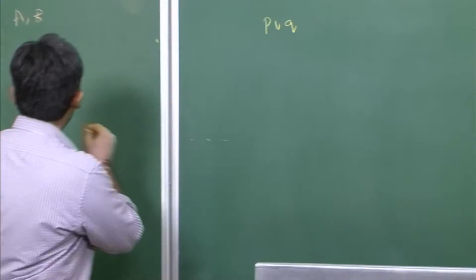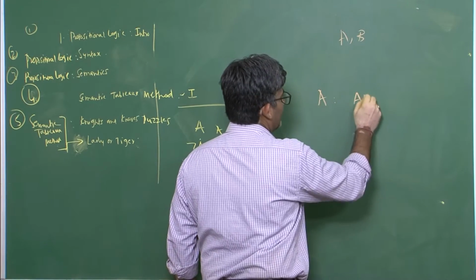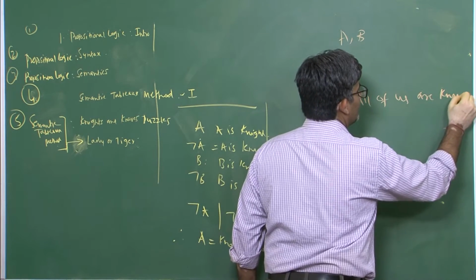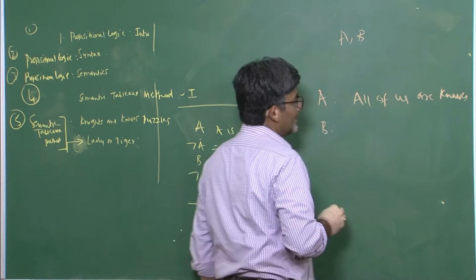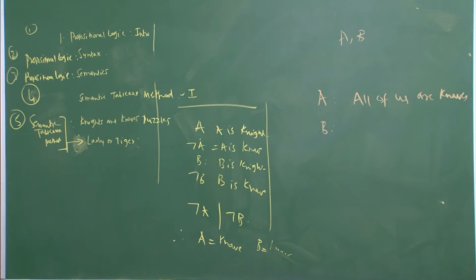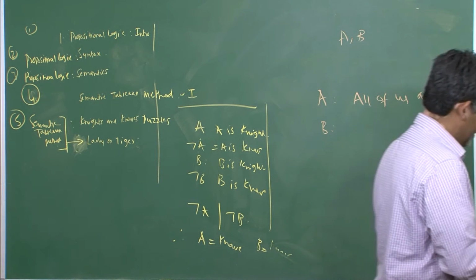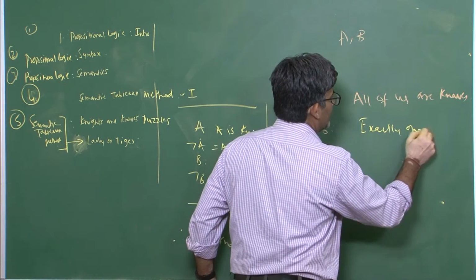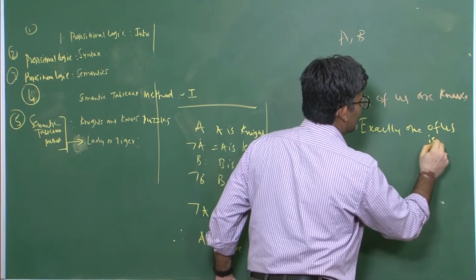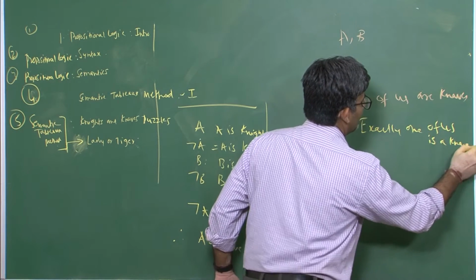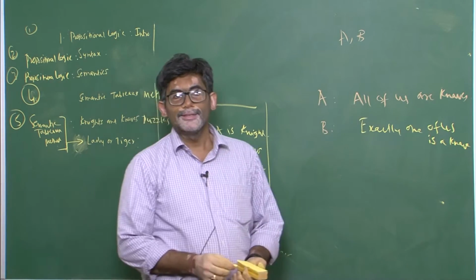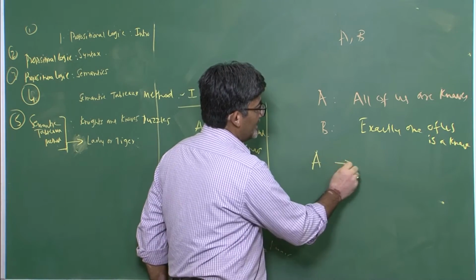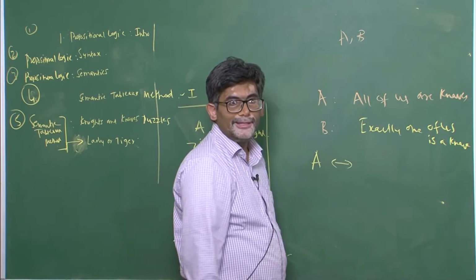A says all of us are knaves. What is B saying? B is saying exactly one of us is a knave. So now the first sentence is translated like this: A if and only if all of us are considered to be knaves.